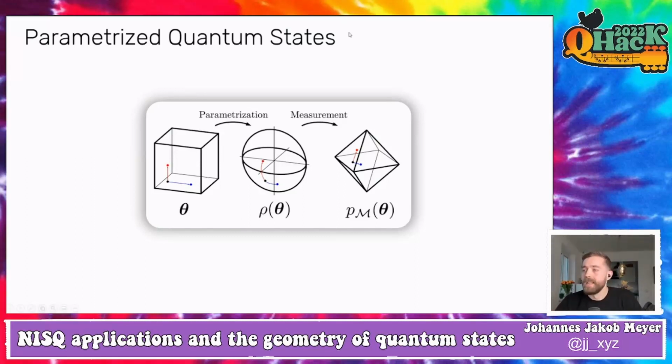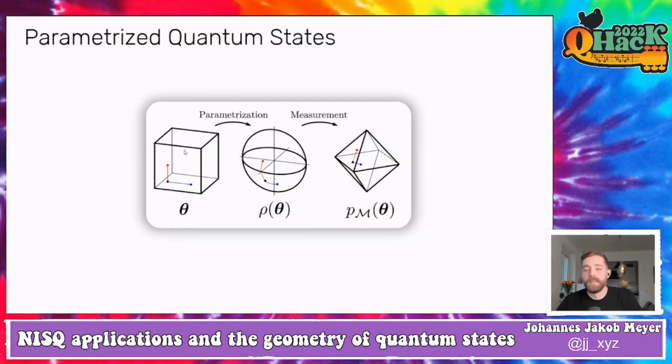So the first is the actual space where the parameters live. This is the cube on the left, and it's this capital Theta. And then through some kind of parameterization, you will get this parametrized quantum state associated to the parameters, rho of theta. And because we are classical people, we always have to measure at the end. So we have to perform some kind of measurement, which means we also have the space of probability distributions over the measurement outcomes.